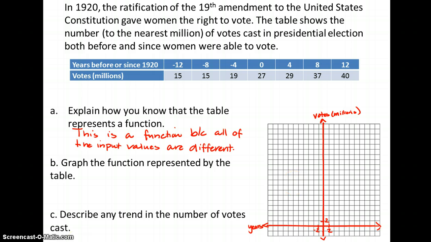Pause while you graph your points. Check your graphs with my graphs. If none of them match up, check in with the partner and make sure that you're okay. Part C says, describe any trend in the number of votes. Looking at the graph, it looks as if the number of votes increases over time.